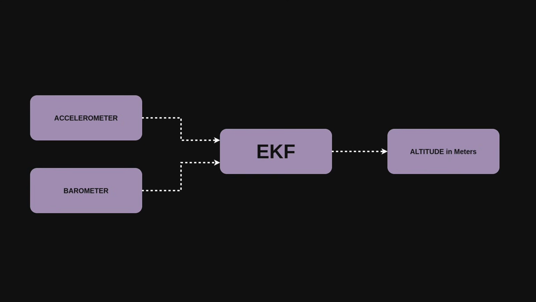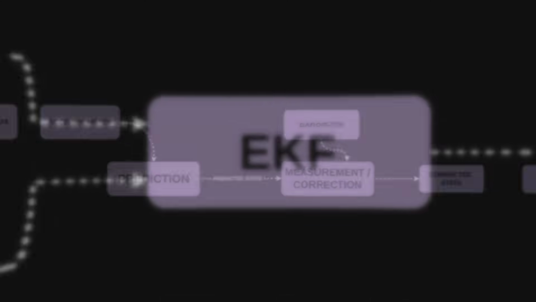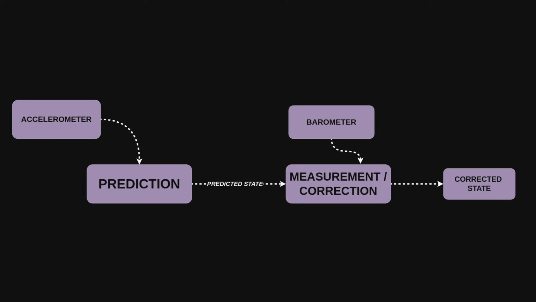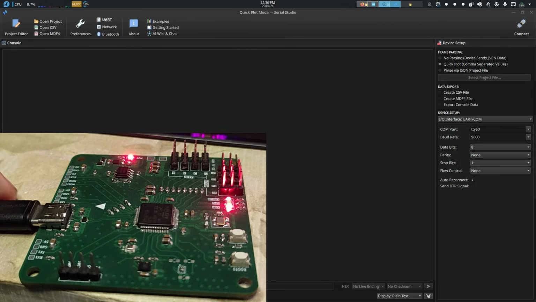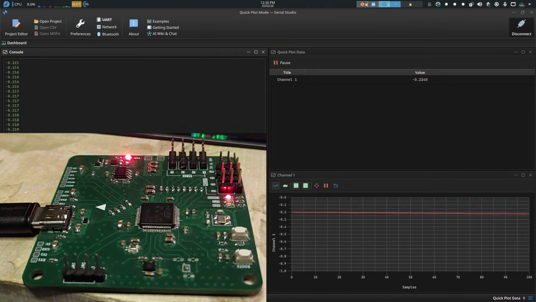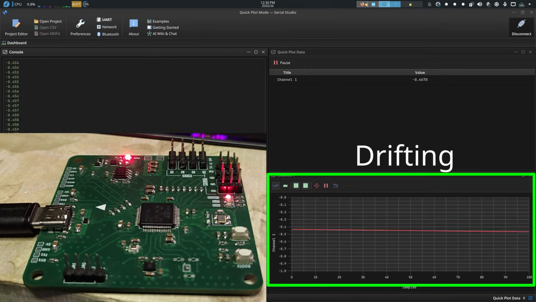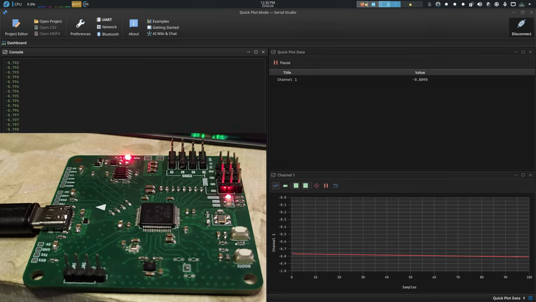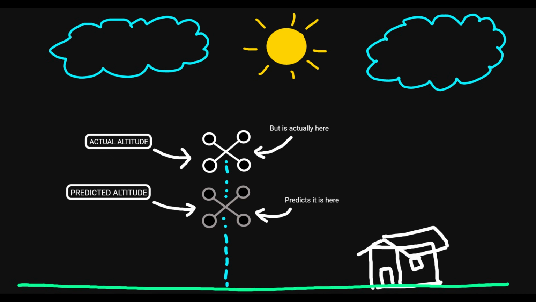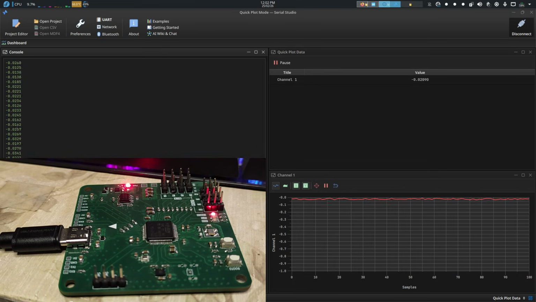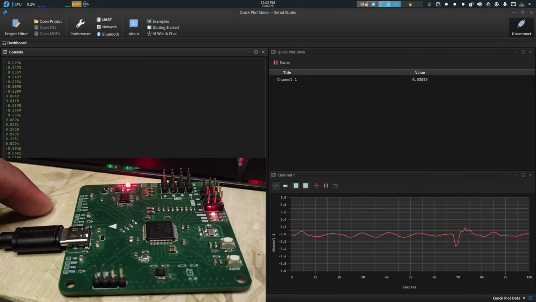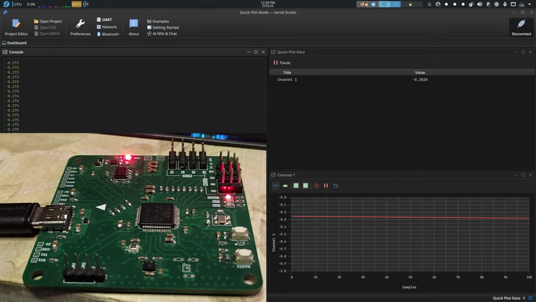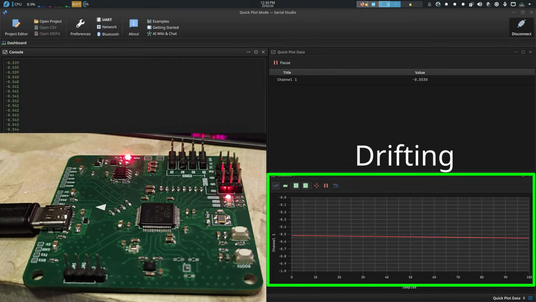Now let's look at how the Kalman filter functions. The Kalman filter comprises two parts, the prediction stage and the measurement stage. In the prediction stage, we use the acceleration from the accelerometer to get the vertical velocity and then the travel distance. But we cannot rely blindly on this predicted altitude. This is because the accelerometer is quite sensitive to vibrations as well as contains noise and bias, which when integrated over time produces an ever-increasing error.